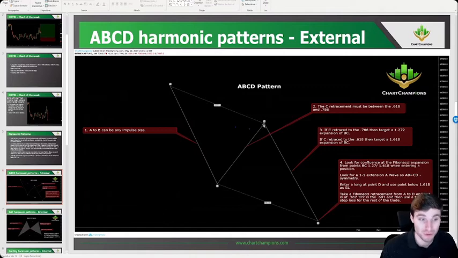But anyway, once you've got the C leg, this is where you envision the D leg coming down. And as mentioned here, if the C retraced to the 618, so if you come up to the 618 here, you will target the 1618 expansion. And if it hit the 786, then you target a 127 C.